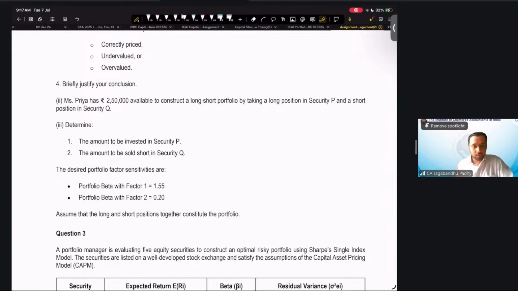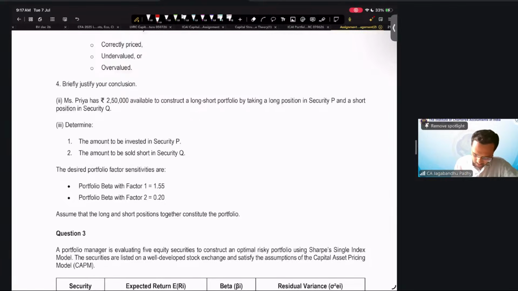So we have to create a long short portfolio. It means we are going to be long in P and short in Q. So the amount of investment that we make in P and in Q net should be 2,50,000, because you are going to invest in P and we're going to short sell Q. So the net investment should be 2,50,000. But our desired beta for factor one is 1.55, right? So how do we ensure that it is done?